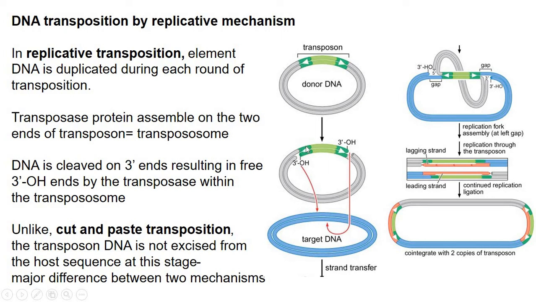The 5' end will stay bound to the donor DNA, whereas this 3' end now will bind to the target DNA. So here, this is the target DNA, this is the donor DNA. The donor DNA is still bound to the transposable element on one end, and the other end binds to the target DNA. Here again it makes this gap. We will talk about this in the next slide.